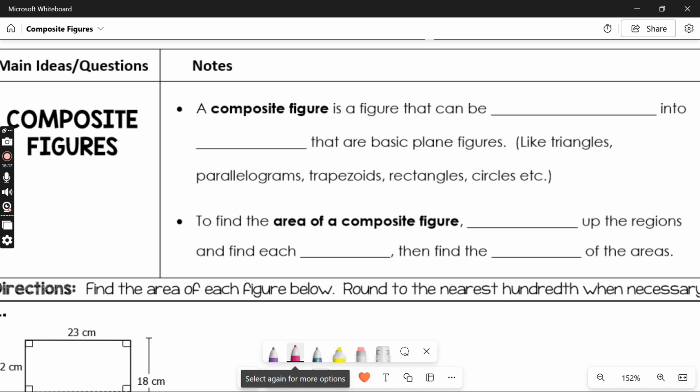Today we're going to talk about composite figures. So a composite figure is a figure that can be separated into regions that are basic plane figures, so like triangles, parallelograms, trapezoids, rectangles, circles. So you're going to cut it into different shapes so that way you can find the area of each shape and then just add them together.